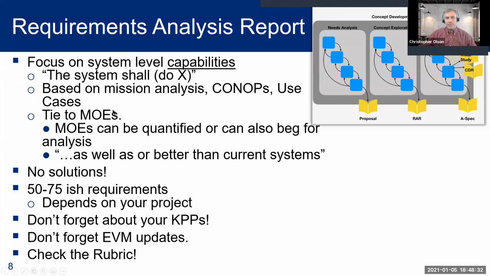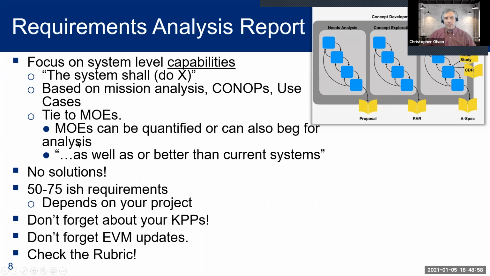Those are your measures of effectiveness. And that's really like the user's interpretation of how well they want the system to perform. They can be quantified, or they can also beg for analysis. They can be arbitrary, they can be subjective. For example, the system shall do X as well as or better than current systems. That's the MOE. The MOE is as well as or better than current systems. It's a subjective MOE, but it's an MOE nevertheless.